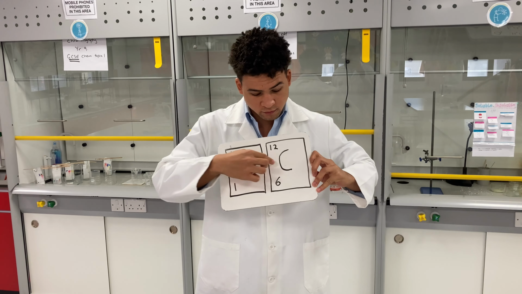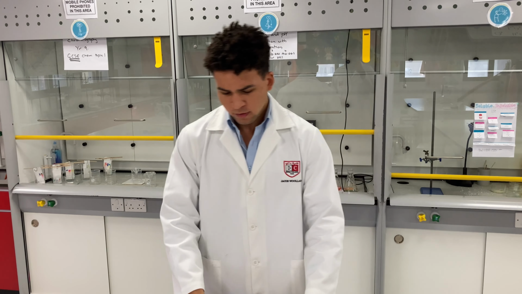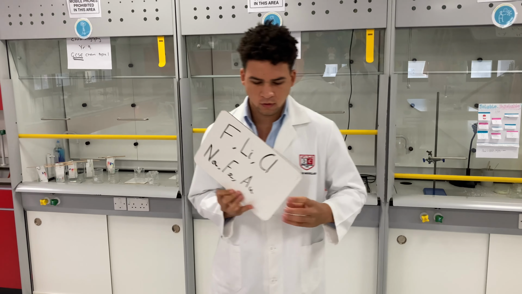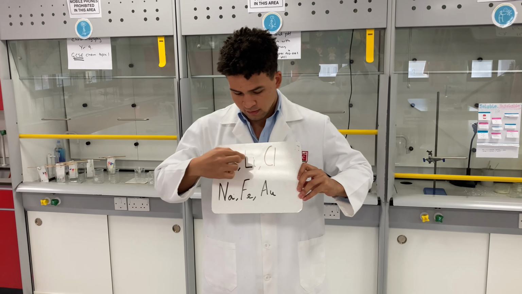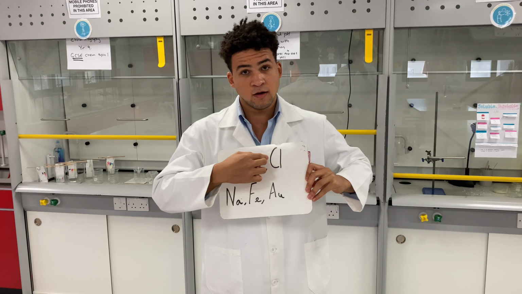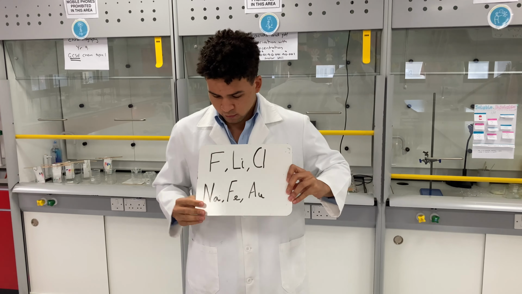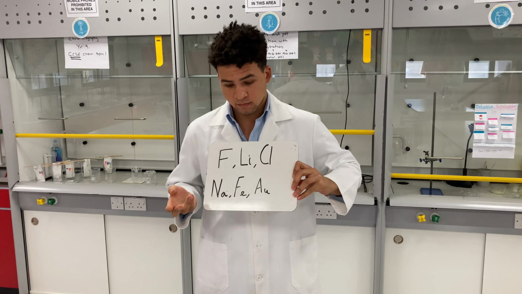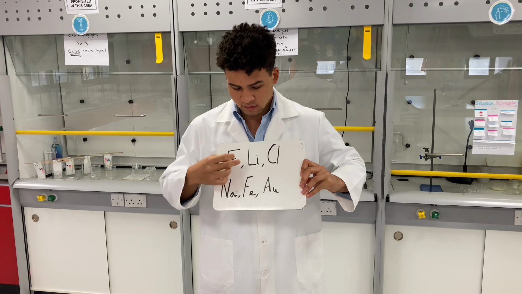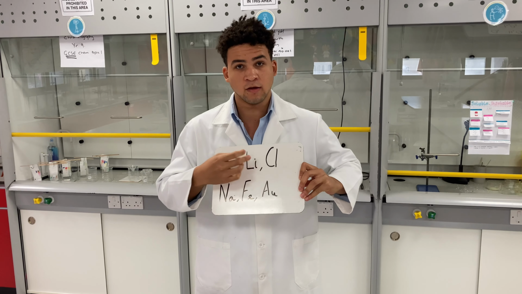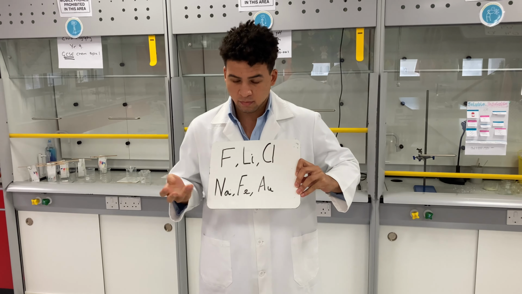Here you can see hydrogen and carbon. Some other examples of symbols you might come across: F for fluorine, Li for lithium, and Cl for chlorine. Now, some of them have one letter, some of them have two. When they have two letters, you always start with an uppercase letter followed by a lowercase. When it's one, it's just always uppercase.